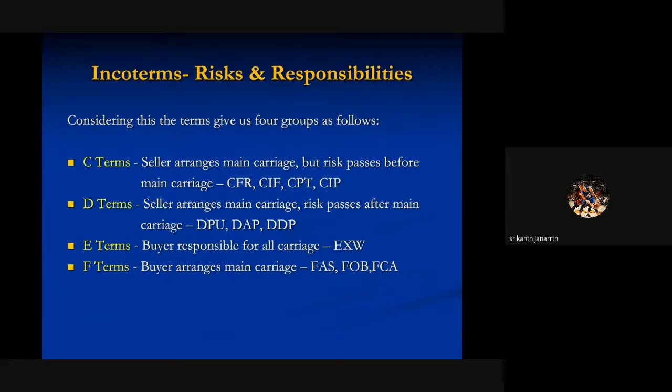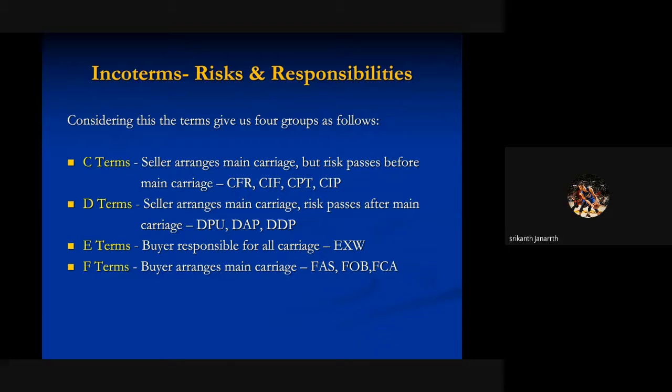So these Incoterms are grouped into four groups: C terms, D terms, E terms, F terms. C terms are CFR (cost and freight), CIF (cost, insurance and freight), CPT (carriage paid to), and CIP (carriage and insurance paid to). In these four terms, you can see the main carriage is paid by the seller, because when the seller quotes a price, he includes the freight cost in the price. So in the C terms, the seller bears the cost of the main freight.